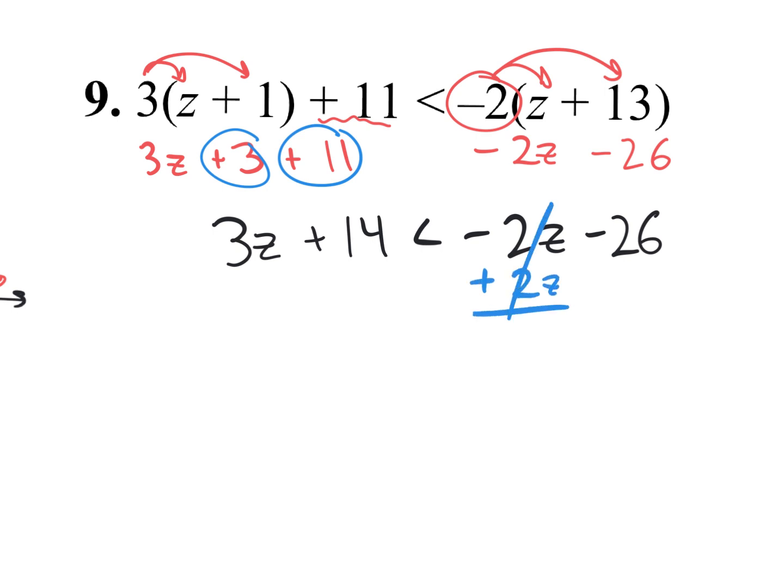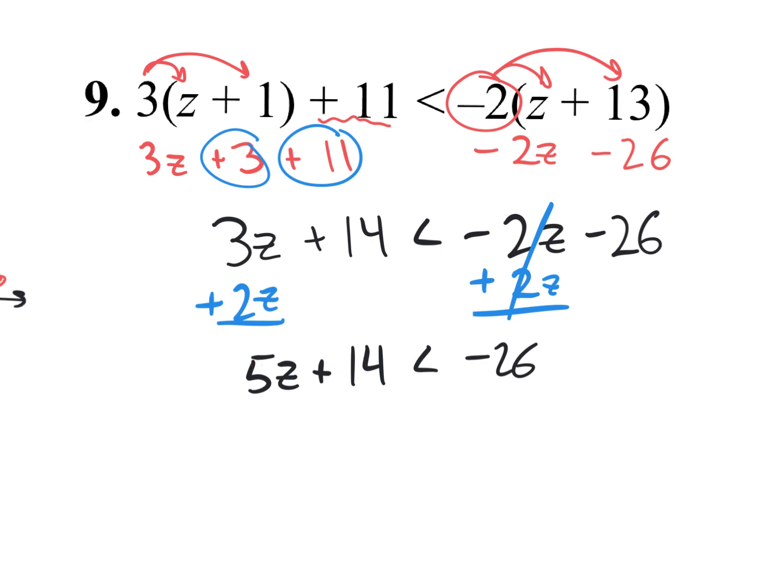That will completely eliminate it. But what I do to one side, I must do to the other side, plus 2z. And of course, you're going to add the 2z with the other z's. You can't add the z's with the 14. So our new inequality will be 5z plus 14 is less than negative 26. And now this is a really simple inequality that has a single variable on the left side of the inequality. So all we got to do is 2 steps. Get rid of the 14 and get rid of the 5.